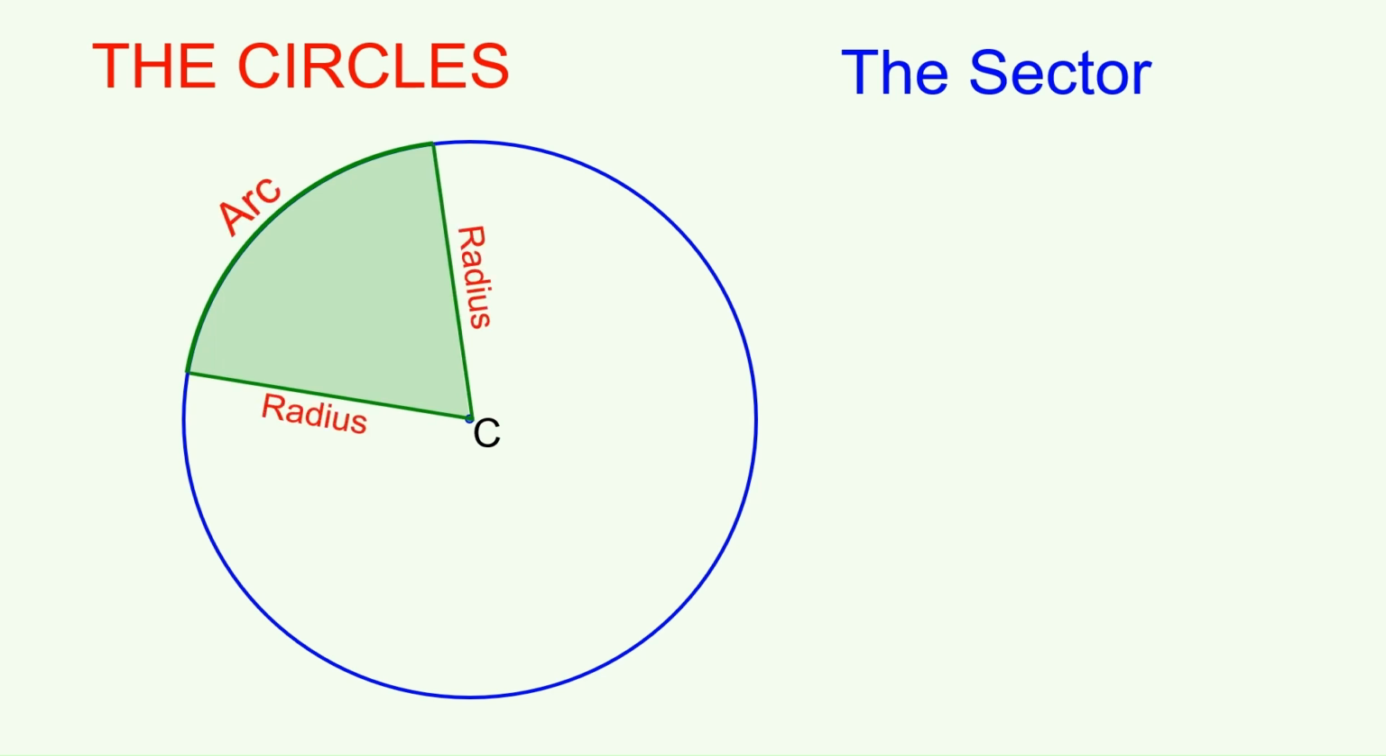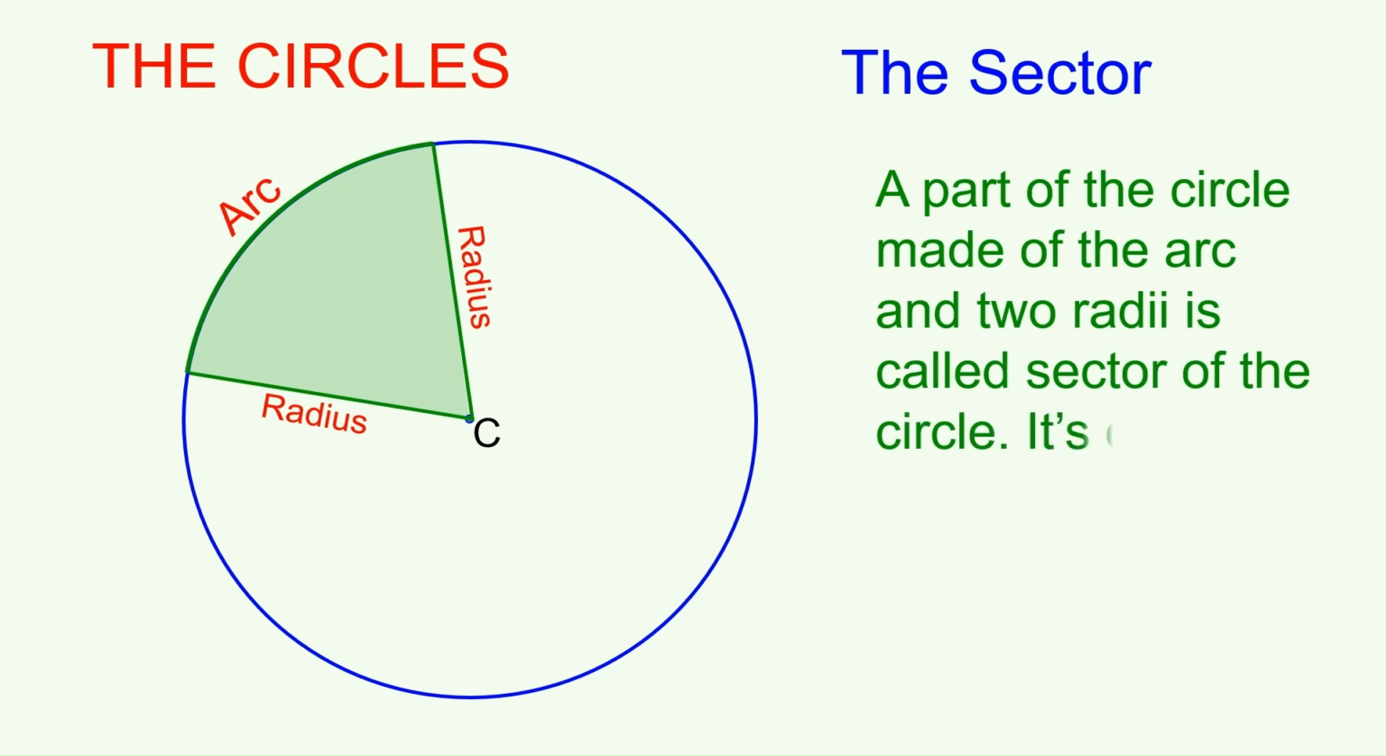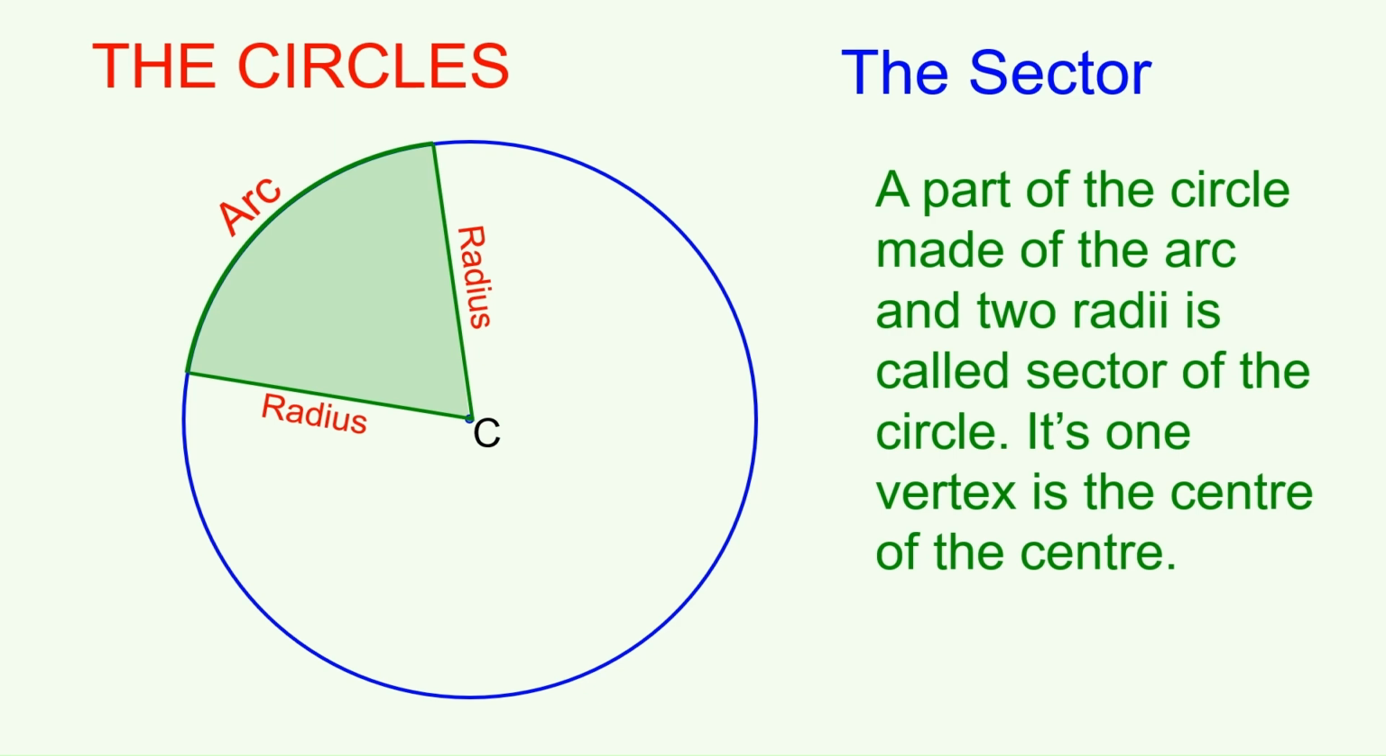The circles. The sector. A part of the circle, made of the arc and two radii, is called sector of the circle. Its one vertex is the center of the circle.